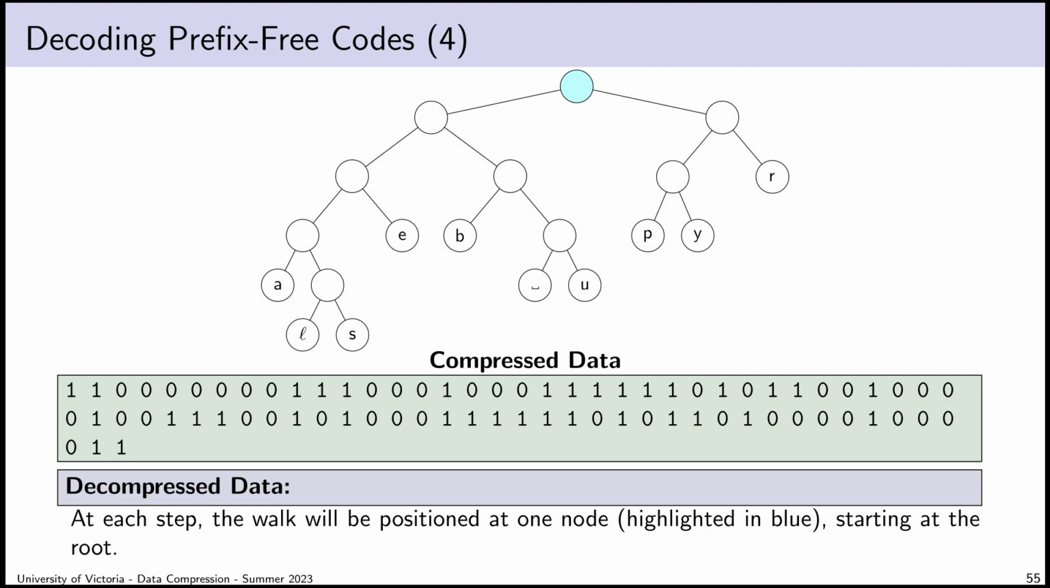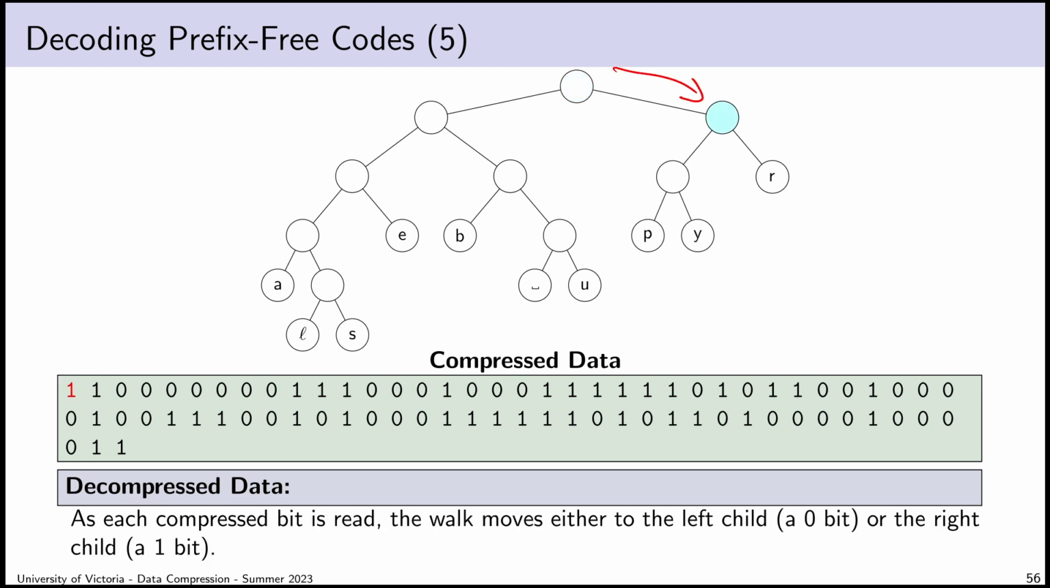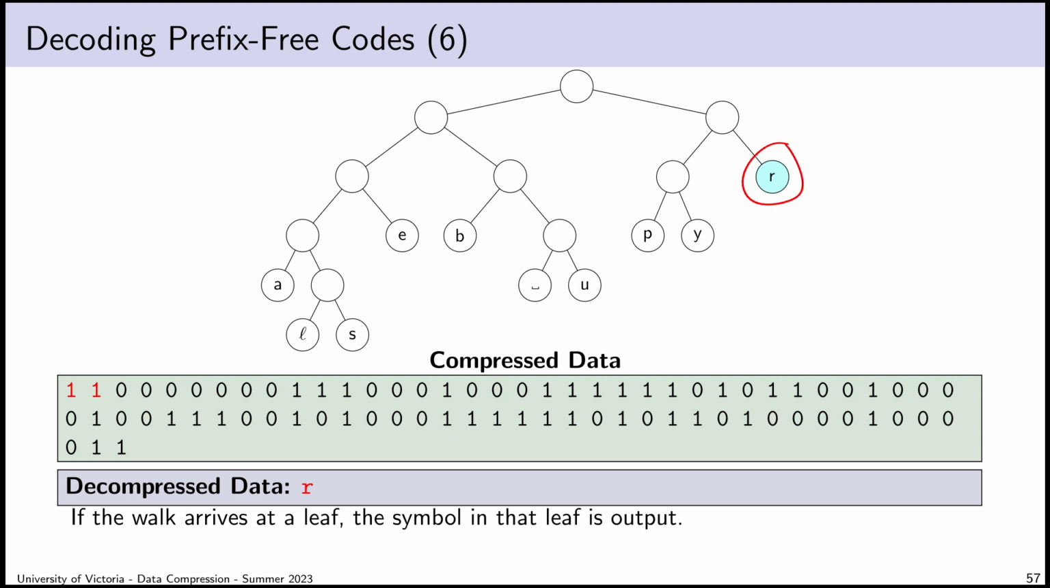And then at each step, as I see a bit, I walk around in my tree based on the value of that bit. So the first bit is 1, which means I'm going to walk to the right. Okay, and then I'm stuck here. This is my current state. And then the next bit is also 1, so I walk to the right again. Okay, and now I'm at a leaf.